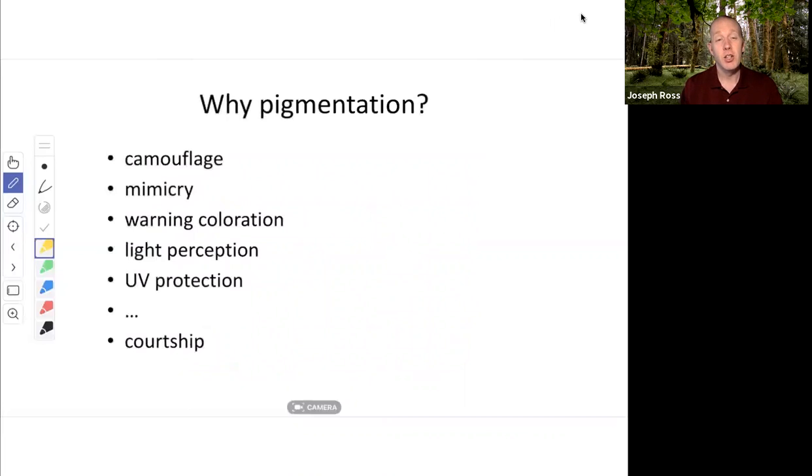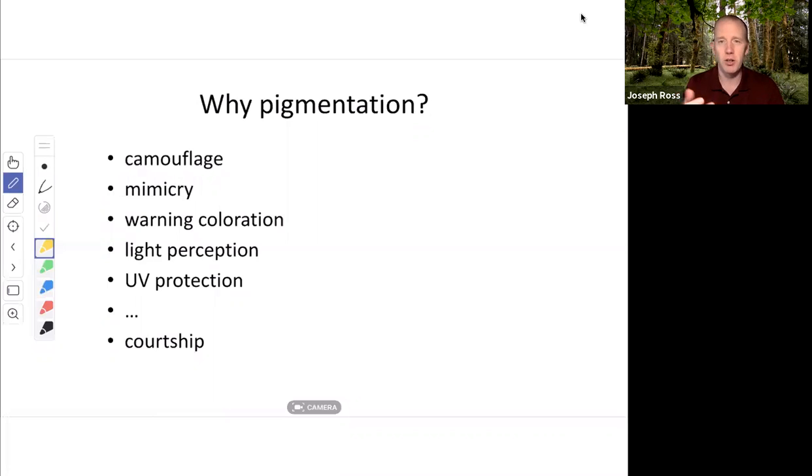Now, pigmentation in general is useful in a lot of ways to a lot of organisms, and that's one reason that this is a really powerful system to study, pigmentation in fly wings, for example. That's because pigmentation in vast numbers of species can be used for all sorts of different things that are useful evolutionarily to improve fitness.